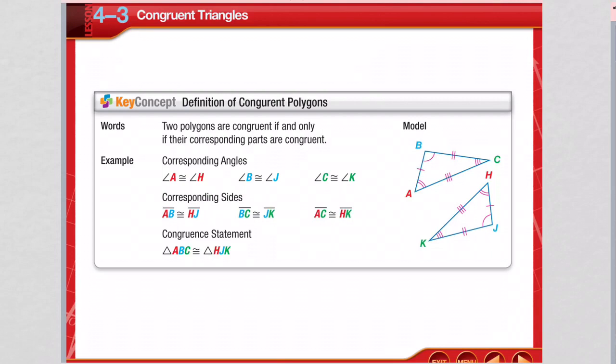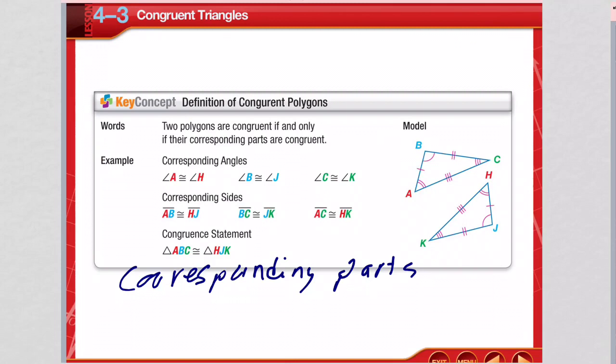In order to know that triangles or any kind of shape are congruent at this time, you need to know that all their corresponding parts are congruent. Corresponding parts are just all of their matching parts. As you see here, I have to know that angle A is congruent to angle H. They are marked the same.